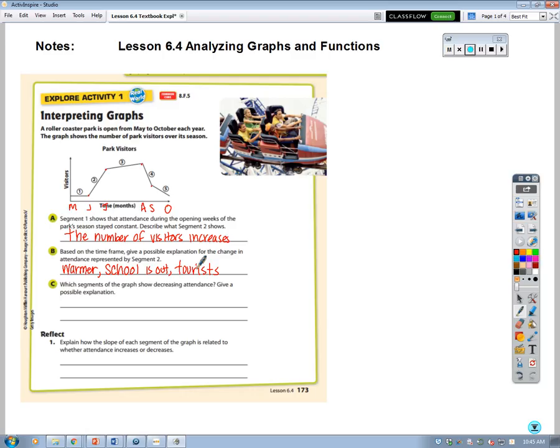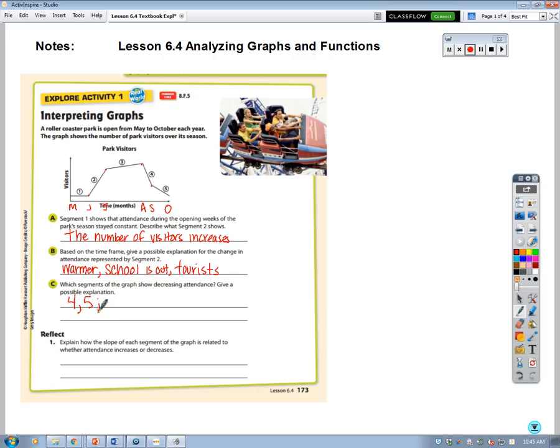Okay, then we're going to take a look at part C. Which segment of the graph shows decreasing attendance? Give a possible explanation. So we're looking at the graph. We've got constant, increasing, still increasing for segment 3, but not as dramatically as segment 2. And then we are dramatically decreasing in segment 4 and continuing to decrease in segment 5. So segments 4 and 5 are decreasing.